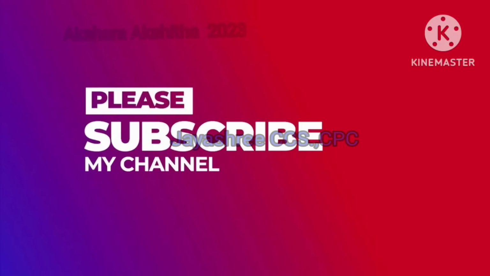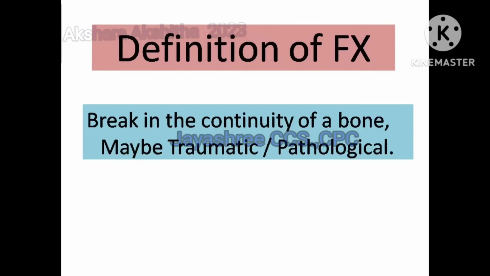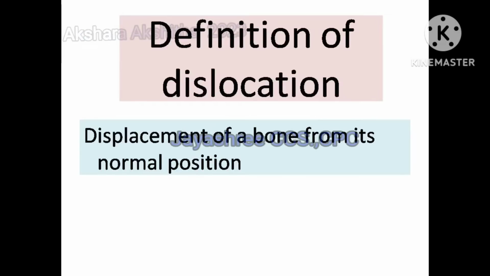Okay, next, let's start from the fracture treatment. So what is the fracture? Fracture definition is a break in the continuity of the bone. It may be due to traumatic, non-traumatic, or pathological causes. So this is called a fracture. So what is dislocation? Dislocation is a displacement of the bone from its normal position. This is called dislocation.